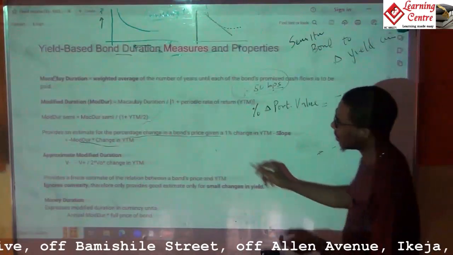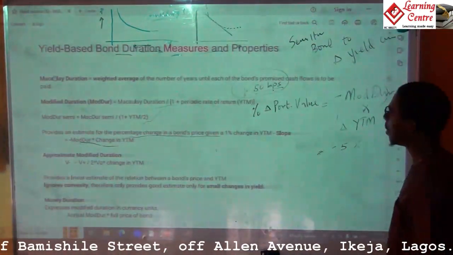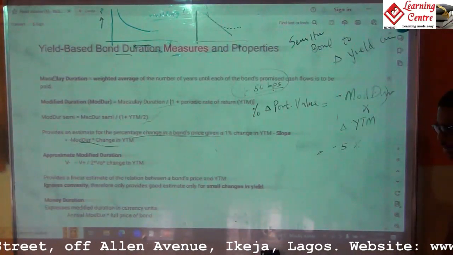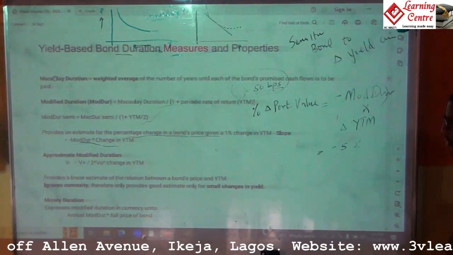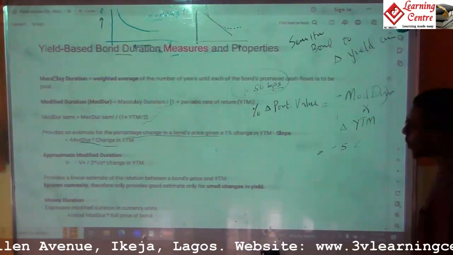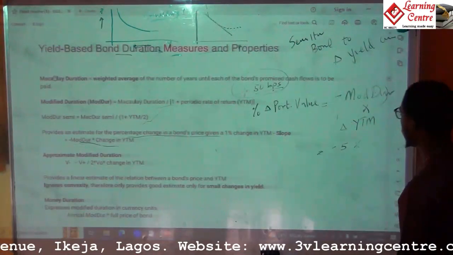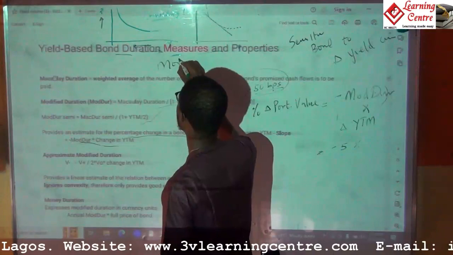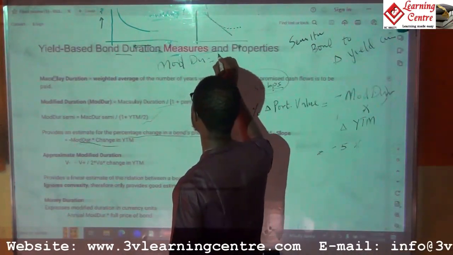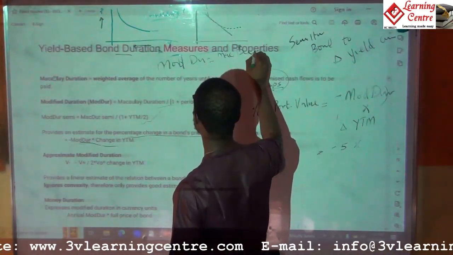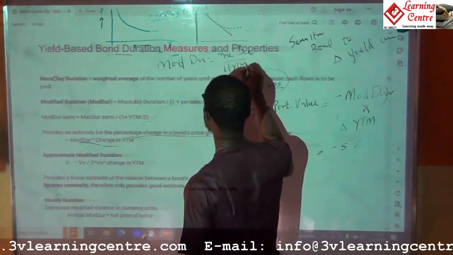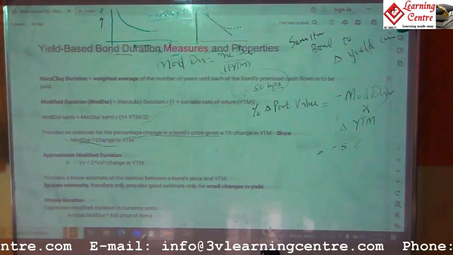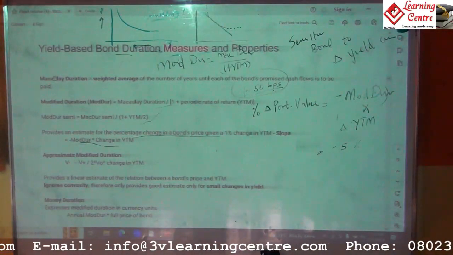How do you get our modified duration? This is the formula, right? Are you following? Modified duration is Macaulay duration over 1 plus YTM. That is the definition, an identity formula. I don't need to explain that to you.